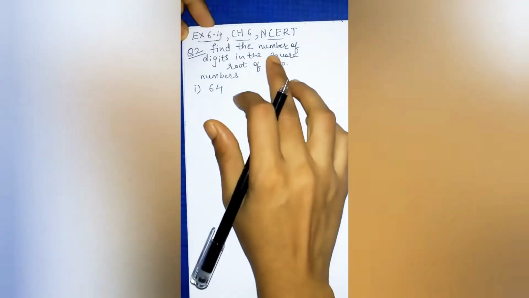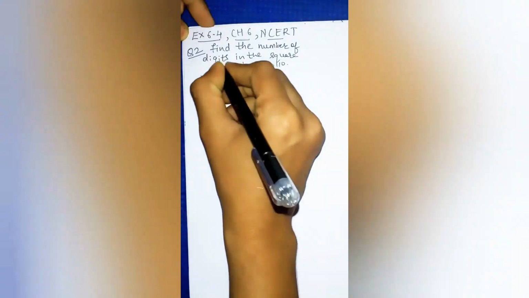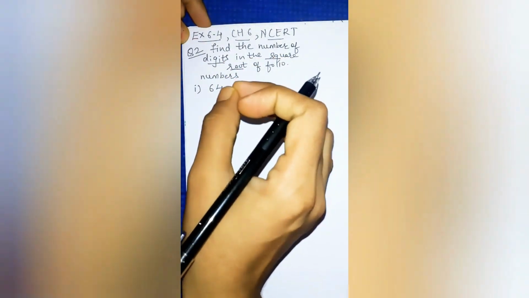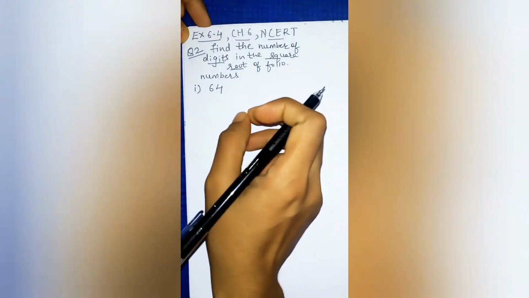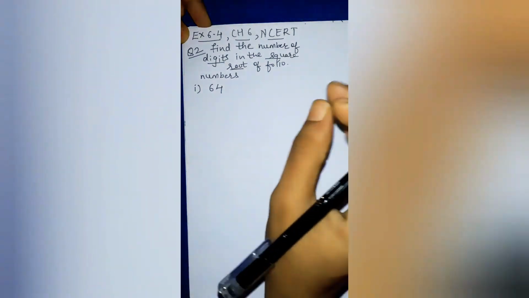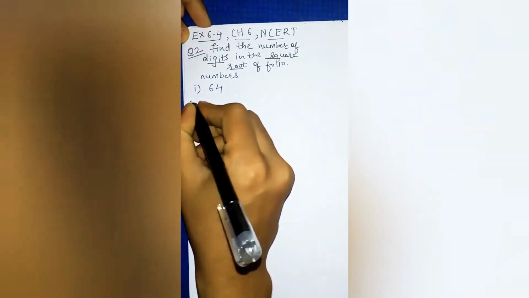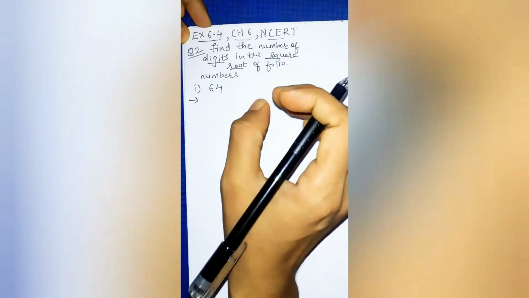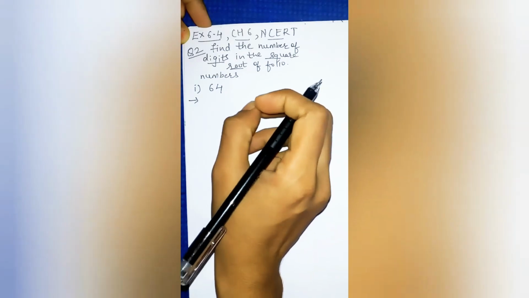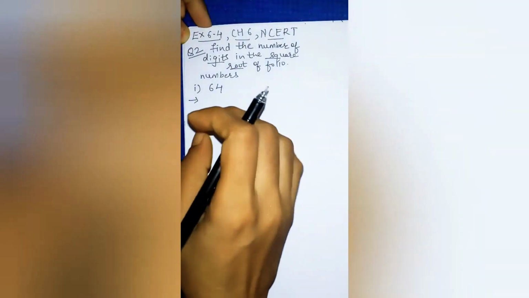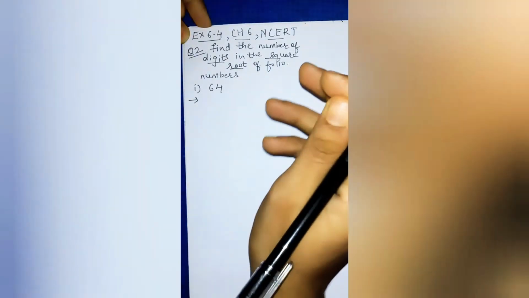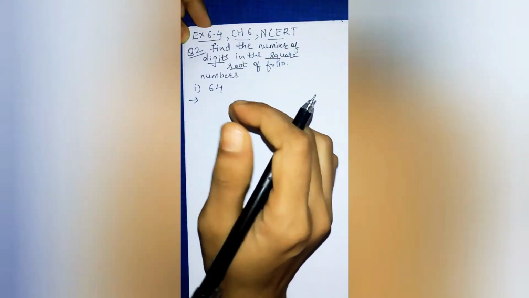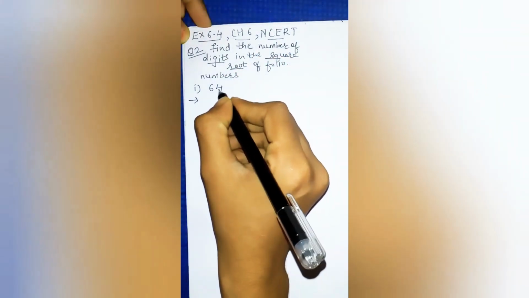Now, to find the number of digits in the square root of the following numbers. So 64, how many digits will be in the square root of 64, that we are going to find out. So there are two methods. First is by drawing the bar over the number, you can find out the number of digits. If there are 2 bars, then there will be 2 digits in the square root. If there is 1 bar, then the number of digits in the square root will be 1. So the first method is very easy. We just have to draw the bar.